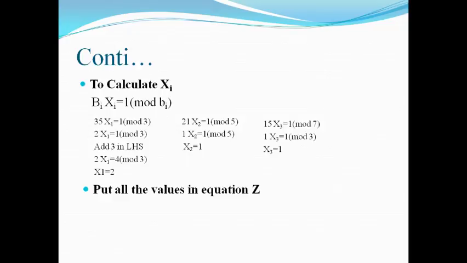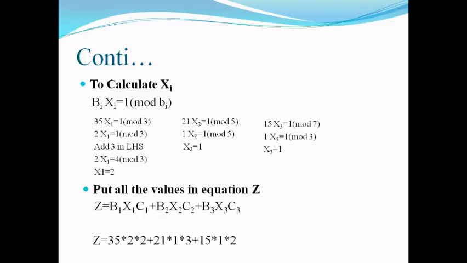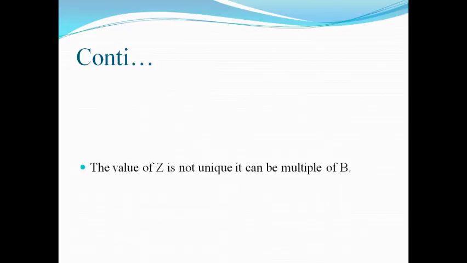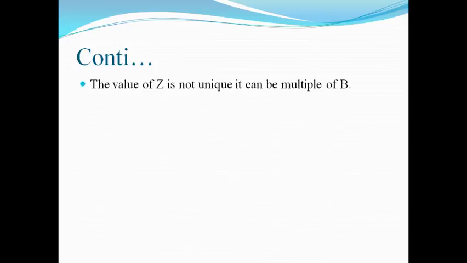Now we will put all these values in the equation z. The equation z is b1 x1 c1 plus b2 x2 c2 plus b3 x3 c3. By substituting all these values, we will get the answer 233. But we can apply the mod operation, it will become 23 mod 105.